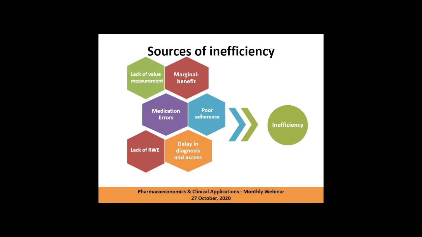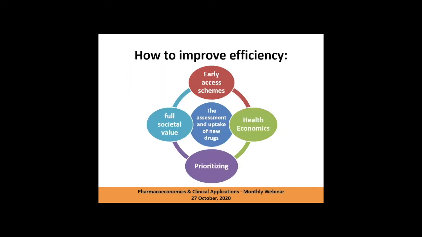So to sum up the first section of this presentation, the most commonly known sources of inefficiency are lack of value measurement, the use of marginal benefit interventions, medication errors, poor adherence, lack of real-world evidence, and delay in diagnosis and access to medications. So now let's look at different approaches that can improve efficiency in pharmacy practice.